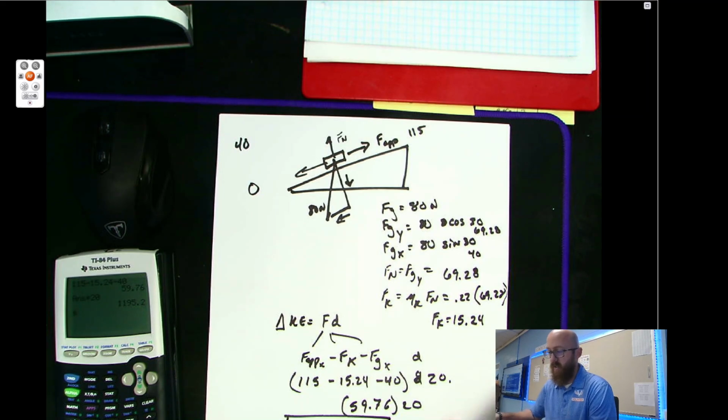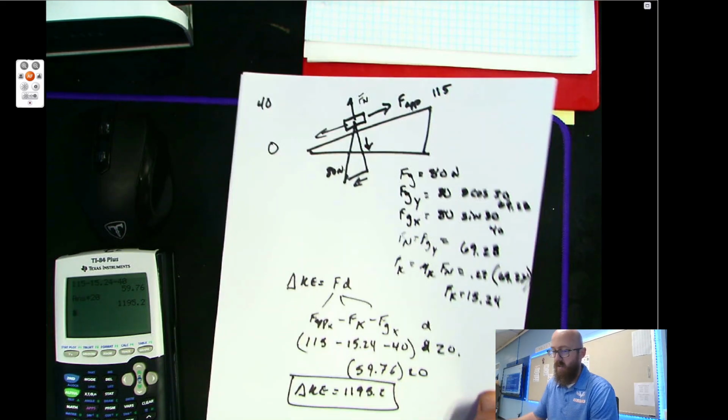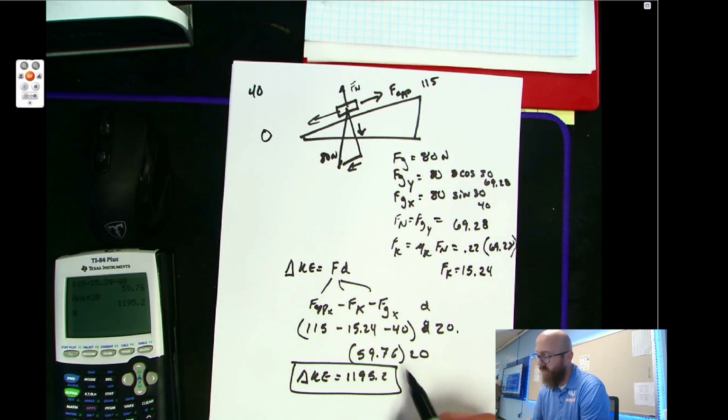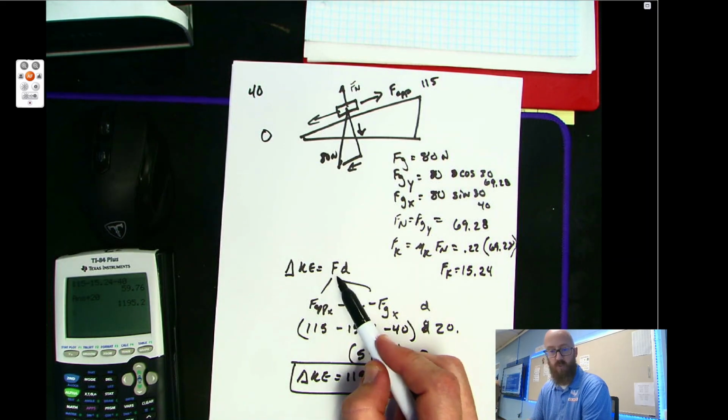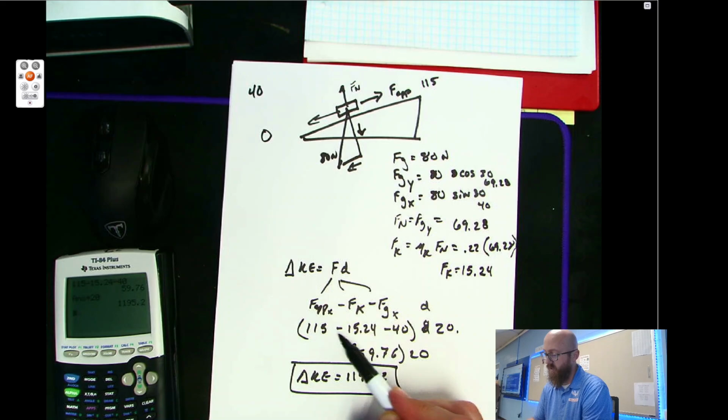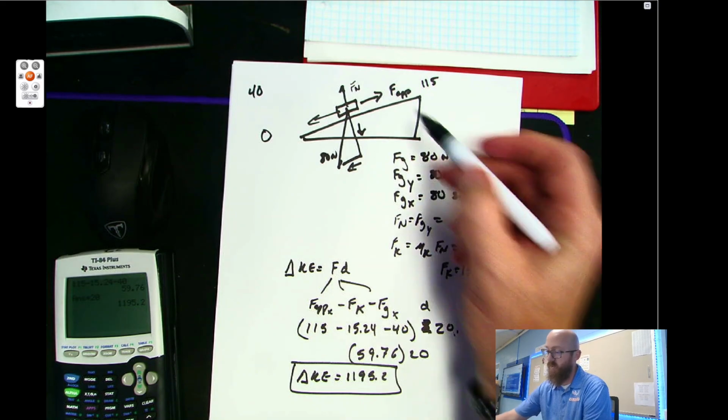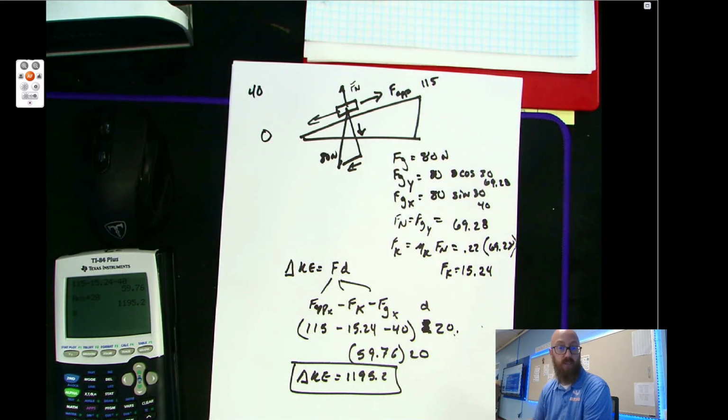Whoops, again, I ran off the page. So again, we said change in kinetic energy equals force times distance. The force is the sum of all the forces times the distance it went. And the only reason we don't need the angle here is because we put everything on the plane of the incline. So that's our incline, and that's our energy.